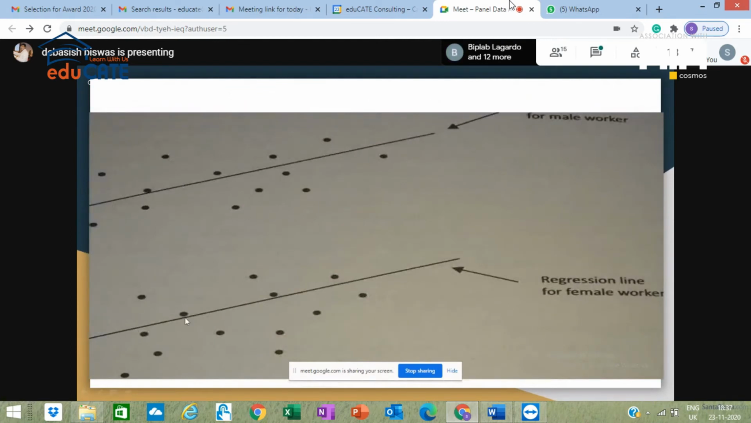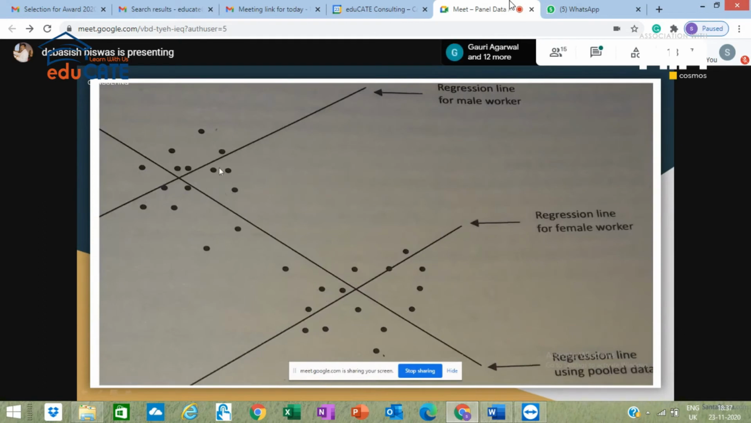Just look here, all the slopes are positive. And here also you are drawing a regression equation. In this case, the points are closer to the regression lines. But when you are combining, there is no demarcation between male and female. That is the beauty of the panel data. Not beauty, it is magic.